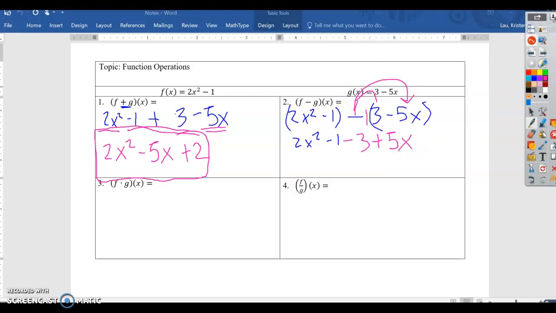Now I'm going to go ahead and combine my like terms. 2x squared, don't have any more x squared, so it's just 2x squared. This is the only term that has x's, so that's just 5x. And then negative 1 minus 3 is negative 4. And that's going to be my final answer, because I cannot combine anything else.